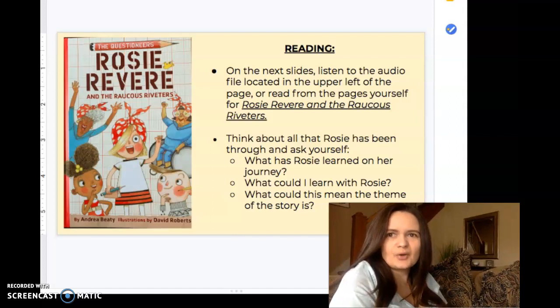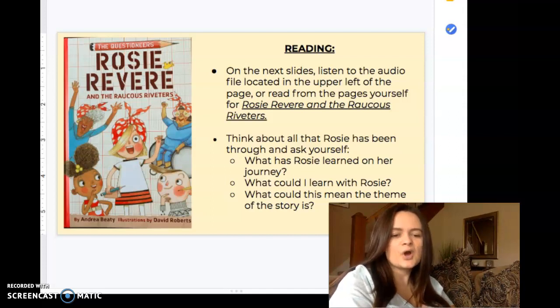Before we start, I want to discuss with you guys themes in a story. We all know that our characters usually learn something along the way, they grow and they become better people. So today I want to think about everything Rosie has been through so far, and we're going to ask ourselves this: What has Rosie learned on her journey? What could I learn with Rosie? And what could this mean the theme of the story is?